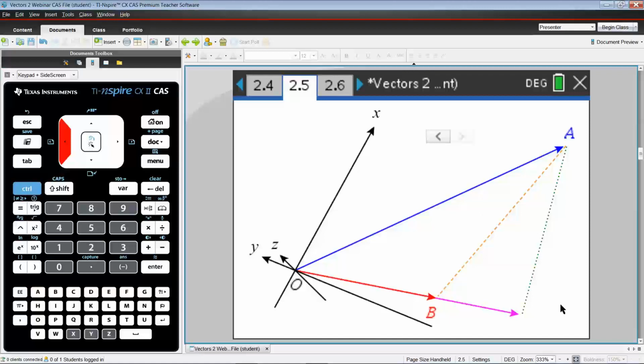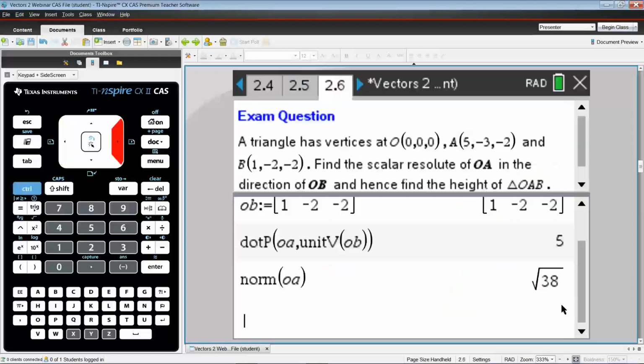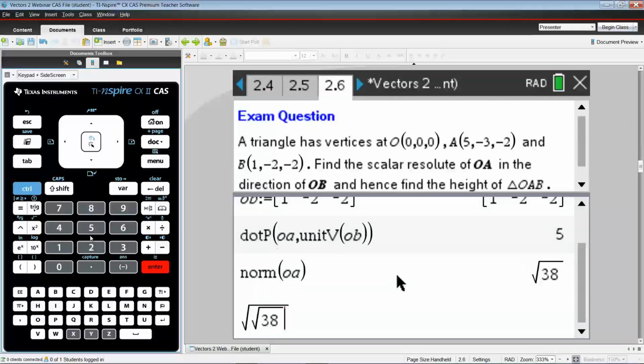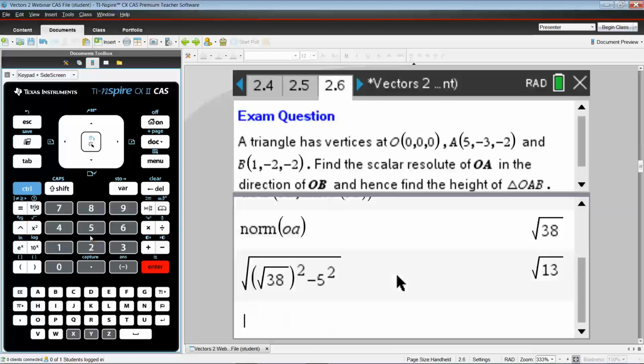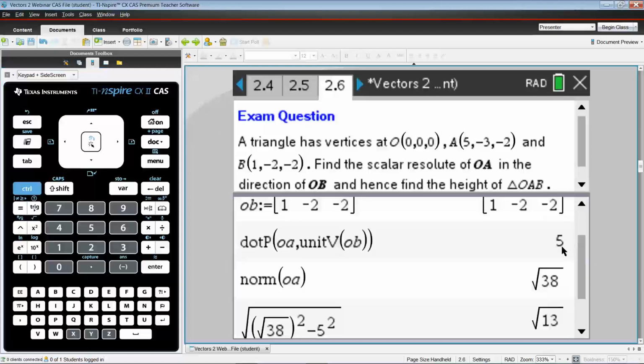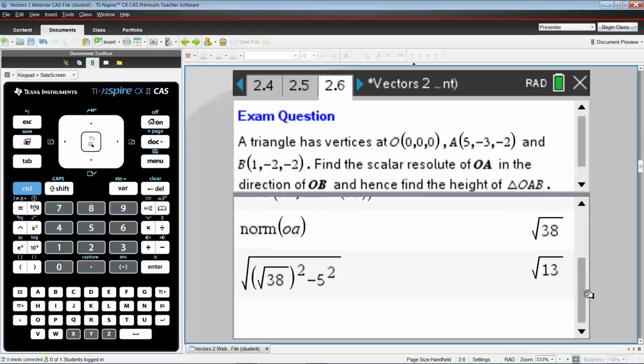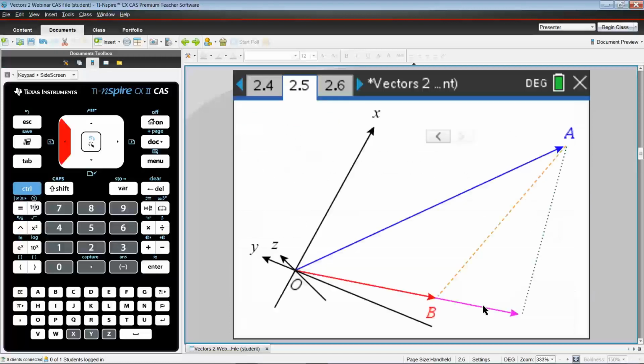So I'm going to use Pythagoras to do that. So using some basic Pythagoras, the height of OAB will be the square root of OA squared minus the scalar resolute squared. Enter, and we get root 13. So to answer the question, the scalar resolute of OA in the direction of OB, that was 5, and hence the height of triangle OAB is square root 13. I'll just quickly show the diagram again so you can see what we found, that this green dotted line has a length of root 13.